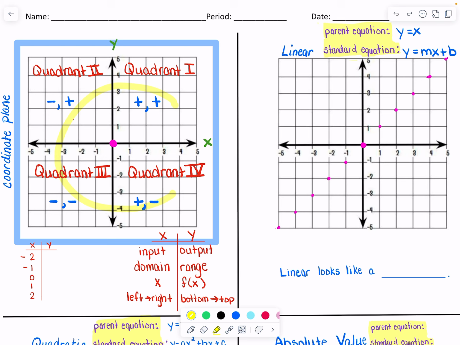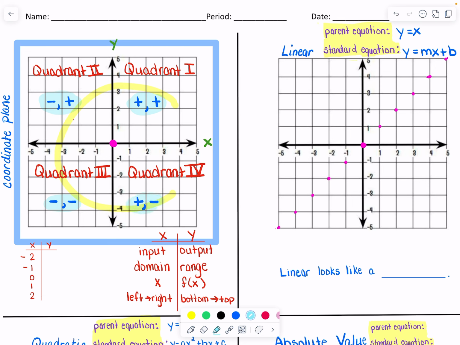So when we have that coordinate plane, every one of those boxes actually tells us something. Everything in quadrant 1, x and y values are both going to be positive. So here, this is where we put positive, positive. Everything in quadrant 2 will have a negative x value and a positive y value. Everything in quadrant 3, the x and the y value will both be negative. In quadrant 4, the x value will be positive and the y value will be negative.